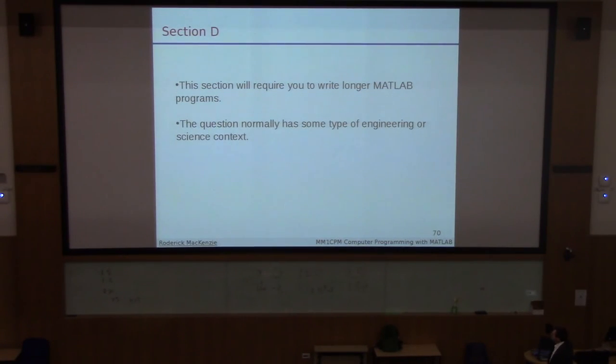Then section D is actually writing your own MATLAB code from scratch. And I generally find that section D differentiates between the people who get 50% and who get 90%, okay? Most people pass on the first half of the exam, but this last section really differentiates between those people who've done loads of work and those who haven't. Yeah, we've got to go in a minute.